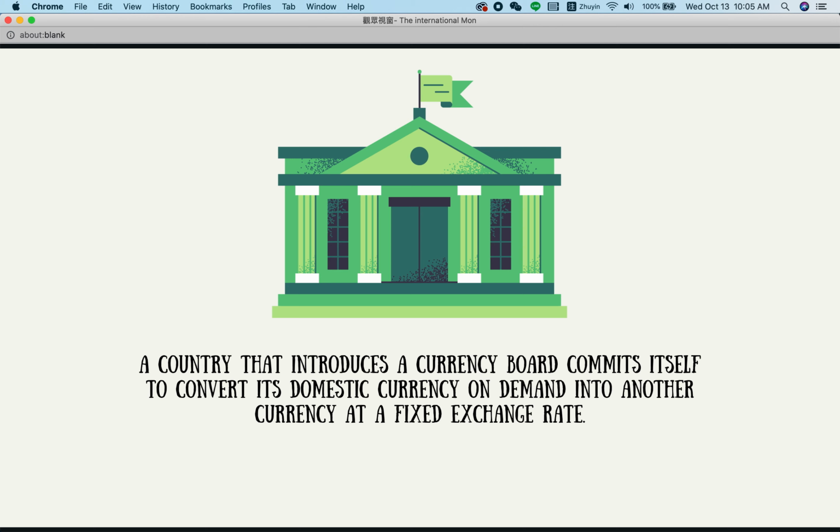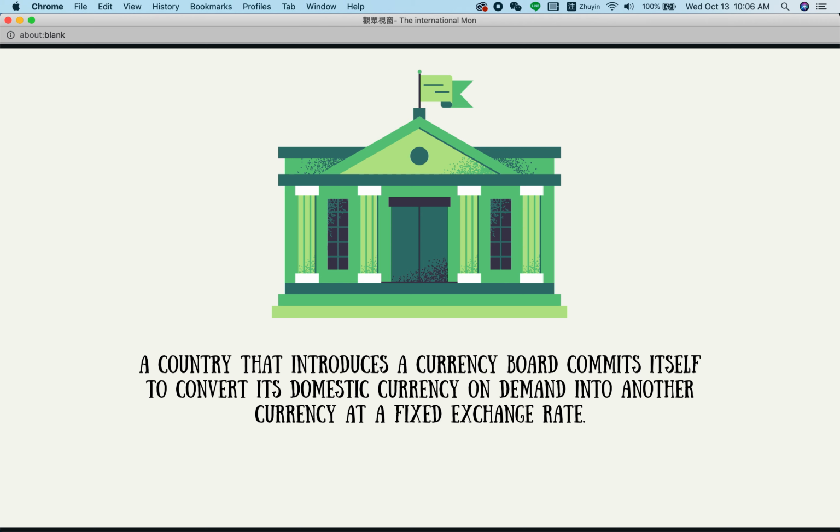Under a strict currency board system, interest rates adjust automatically. If investors want to switch out of domestic currency into, for example, US dollars, the supply of domestic currency will shrink. This will cause interest rates to rise until it eventually becomes attractive for investors to hold the local currency again.